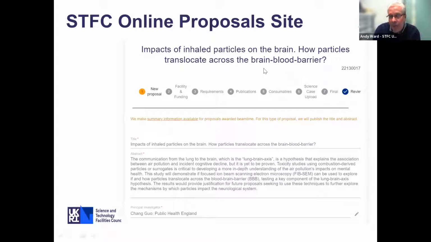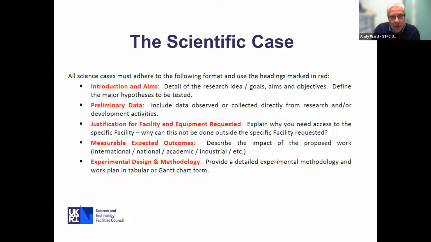The science case is the most important aspect, and it is quite prescriptive. It has to have an introduction, names, any preliminary data, and justification for why you want to use the facility. Why don't you have this kit yourself? Why can't you get access to it elsewhere? And also what equipment is requested. You have to have an idea of what you expect the outcome to be. That can be a model, or previous work, so you have an idea of where the experiment is going. And then finally, the experimental design and methodology. This is largely to do with the timings of the experiment, how long you need, and what experiments you intend to perform.